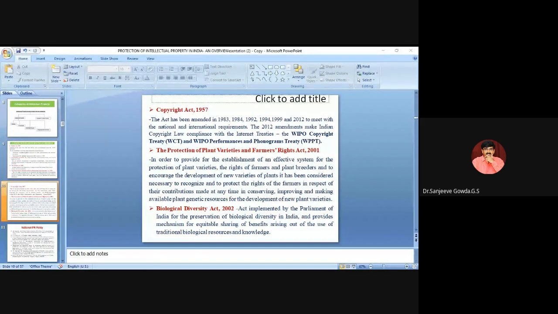Then drawings of the invention if it is necessary. If your invention demands it, then you have to provide drawings of that invention. Then a sample or a model if required. If it is a product, you have to provide a sample or a model if it is required. So these are the things provided in the provisional specification.